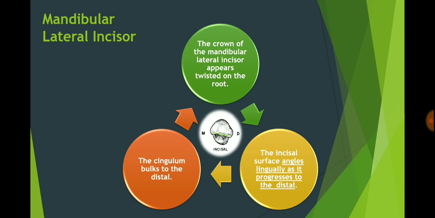So the crown of the mandibular lateral incisor appears to be twisted. Let's say that again. The crown of the mandibular lateral incisor appears to be twisted on the root. As you can see, look at the green line there. It's slanted. It looks like the crown is twisted in relationship to the root or the cingulum.